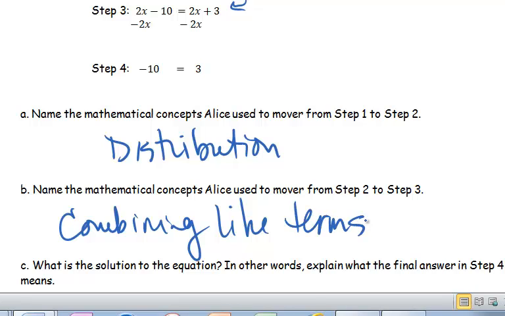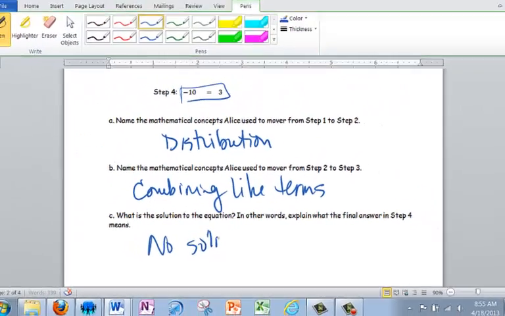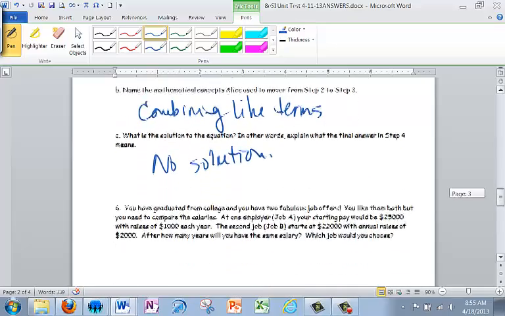And then the question was, what does it mean when you get a false statement here at the end? If you get a false statement, you know that there is no solution to the equation. Okay, so that wasn't worth a huge amount of points.